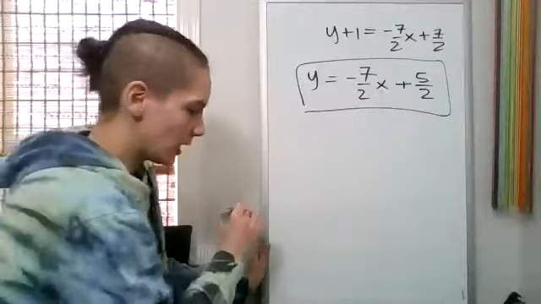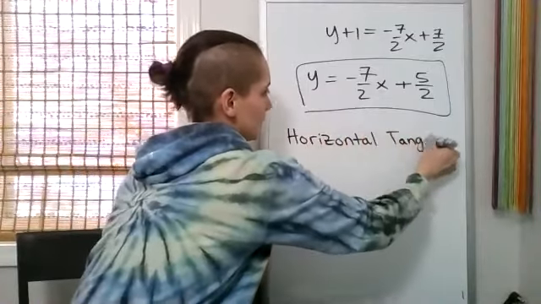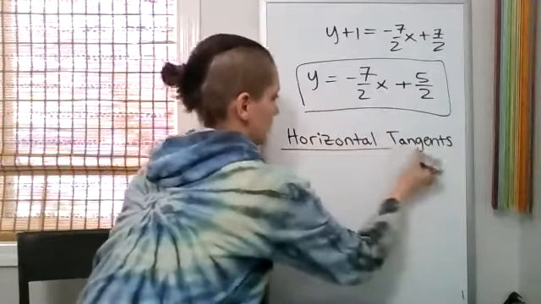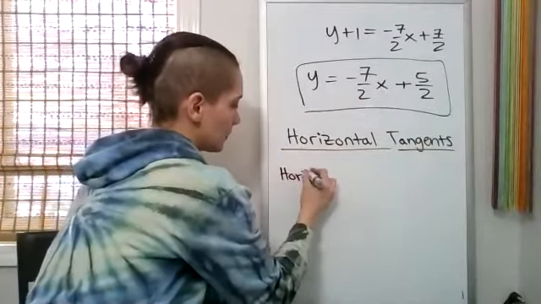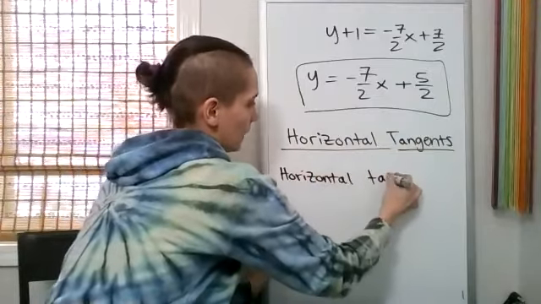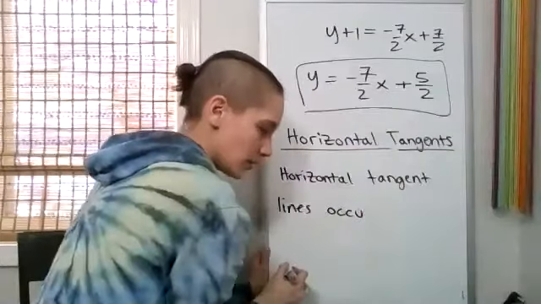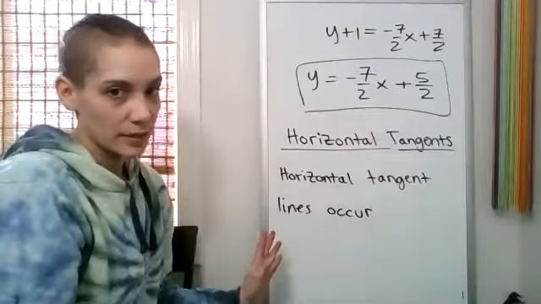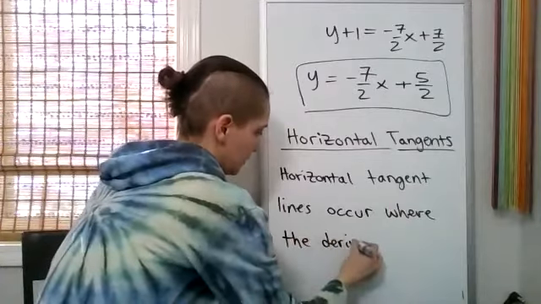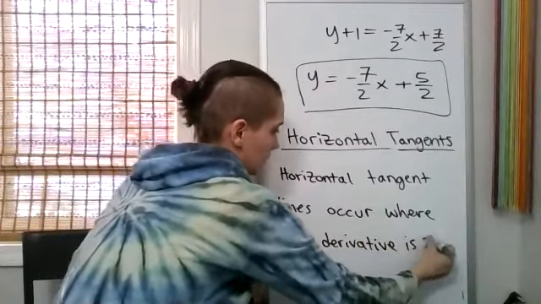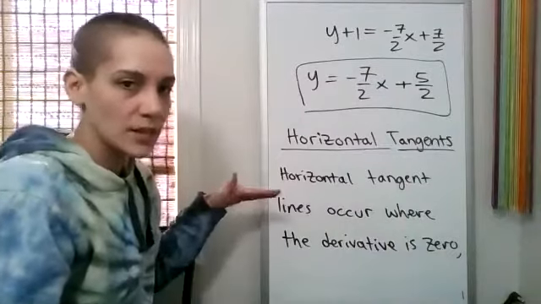So we want to finish with horizontal tangents. Okay, so horizontal tangent lines occur where the derivative is 0. So when f prime of x equals 0, the tangent line will be horizontal.